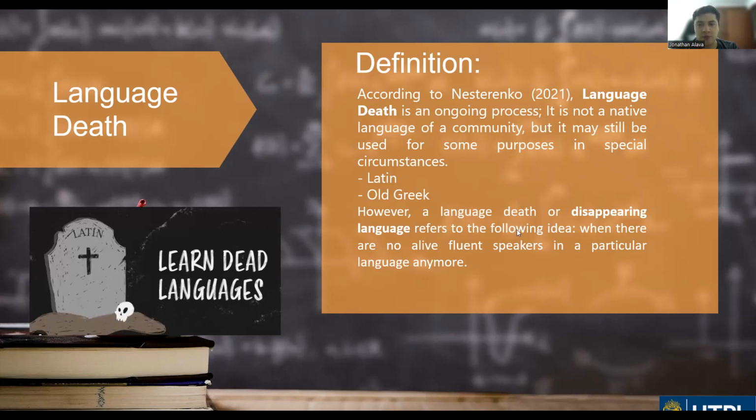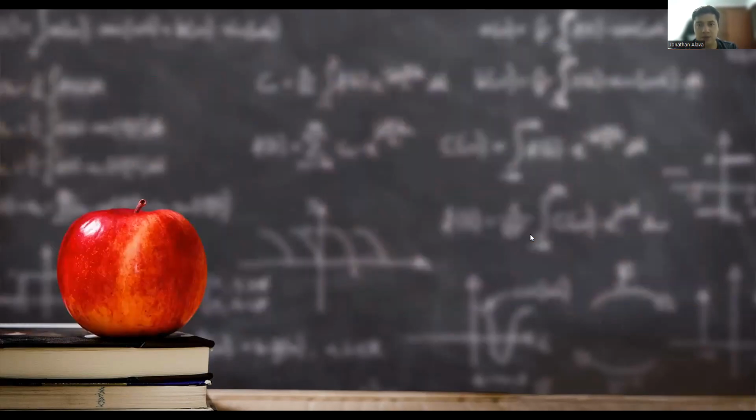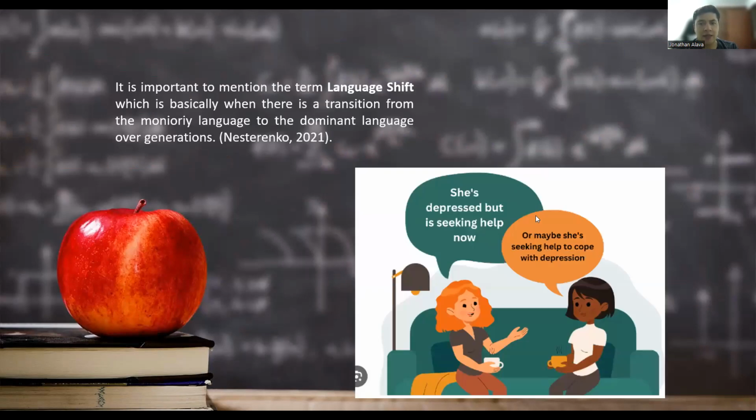Now, it is important to mention another terminology too, which is language shift. Language shift is basically when there is a transition from the minority language to the dominant language over generations. This is what our tutor also mentioned, and it is important to consider because languages on some occasions evolve and have this transition, which is this language shift.